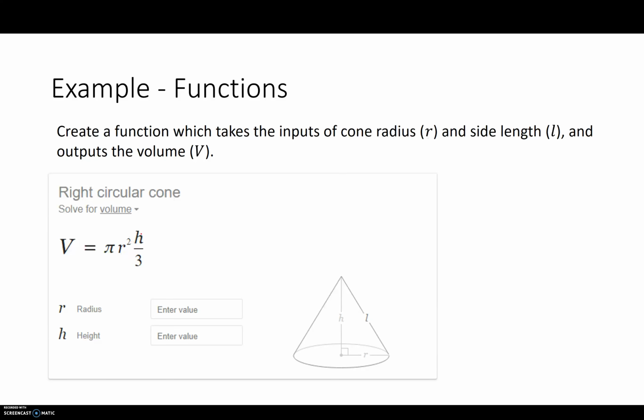And then h is going to be the height of our cone, right? And this is something that we're not directly given. Instead, what we've got is the side length, this L value down the side. So, in order to calculate the volume, we're going to need to first find what the height is, and then we can use that to substitute in.